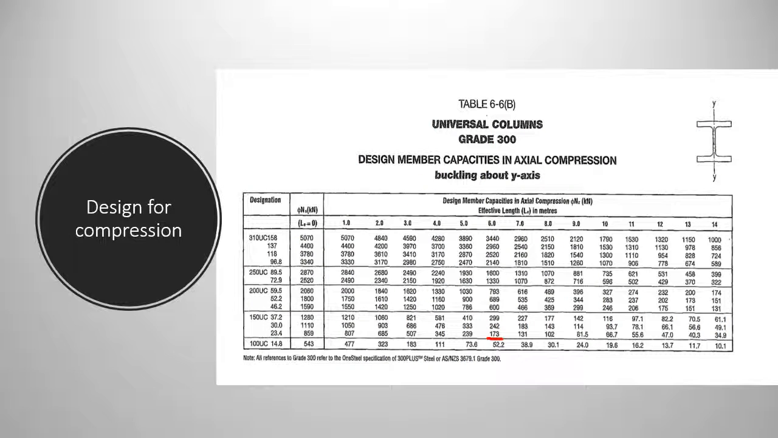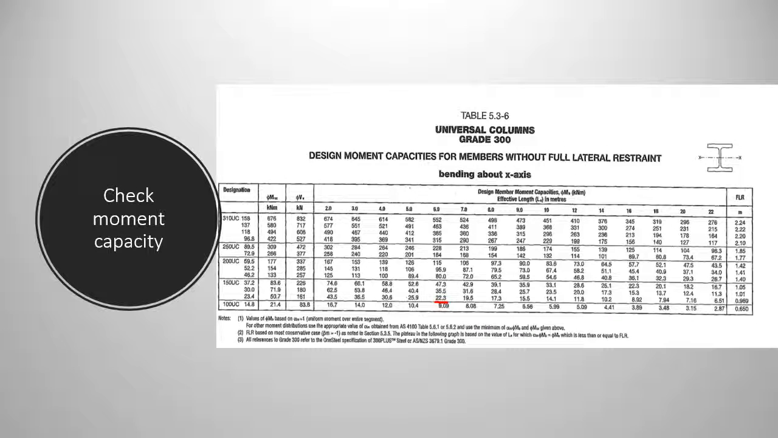To design the compression, we use capacity table 6.6B to find the suitable and economic size, and check the moment capacity. We use capacity table 5.3 to 6 to find out if the bending moment capacity is more or less than the bending moment applied. If the bending moment capacity is more than the bending moment applied, it would be okay for the design.